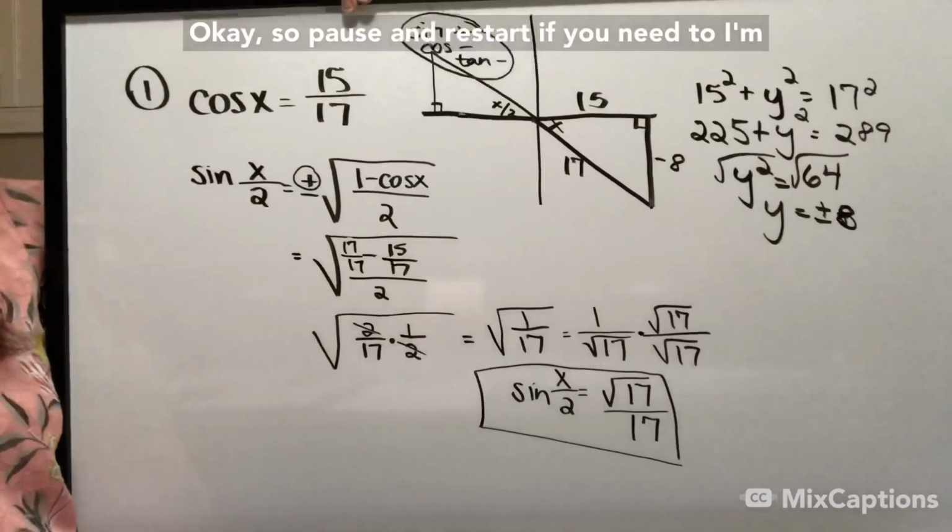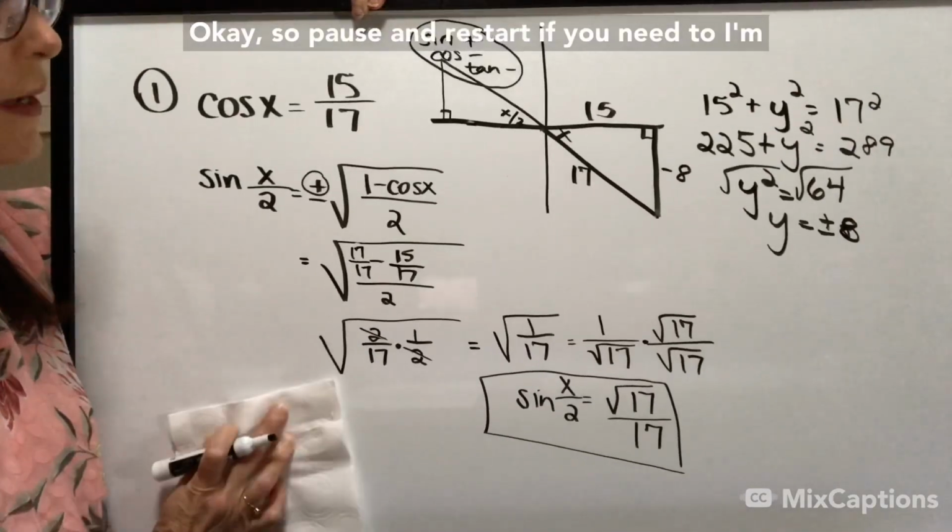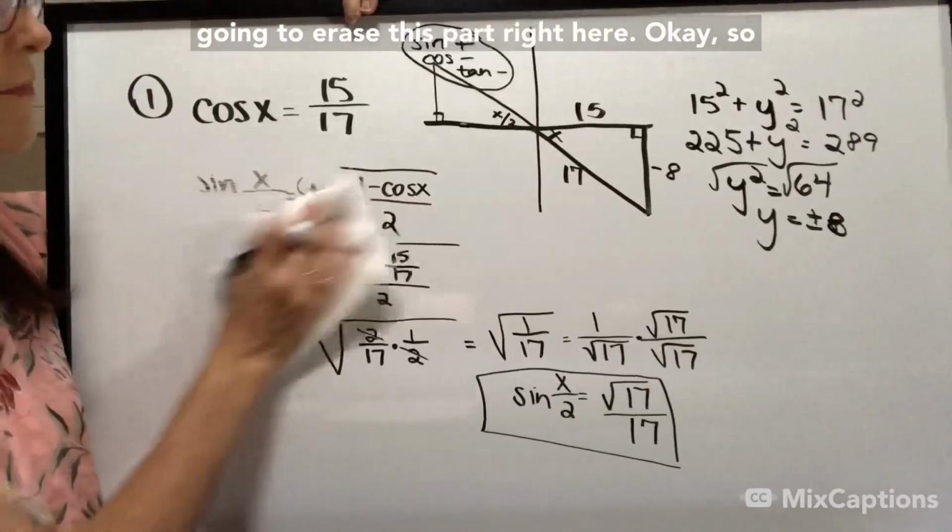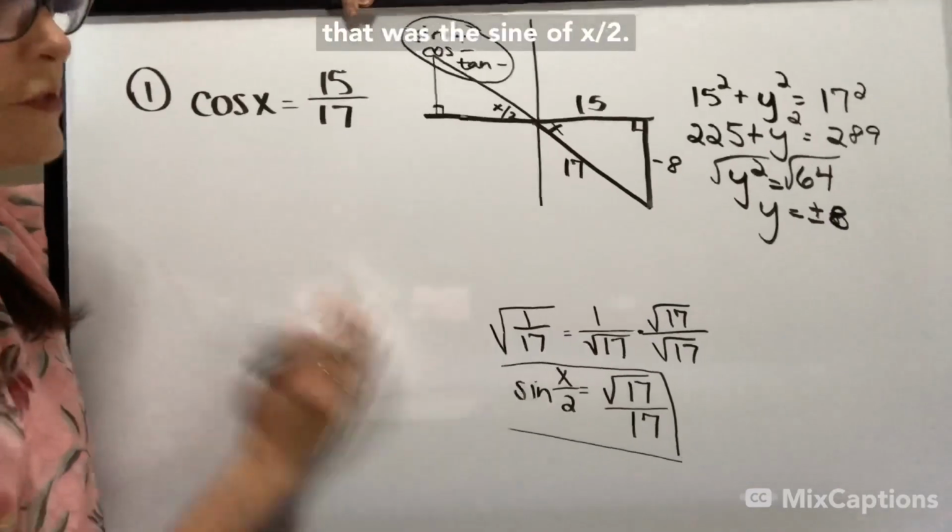Okay, so pause and restart if you need to. I'm going to erase this part right here. Okay, so that was the sine of x over 2.